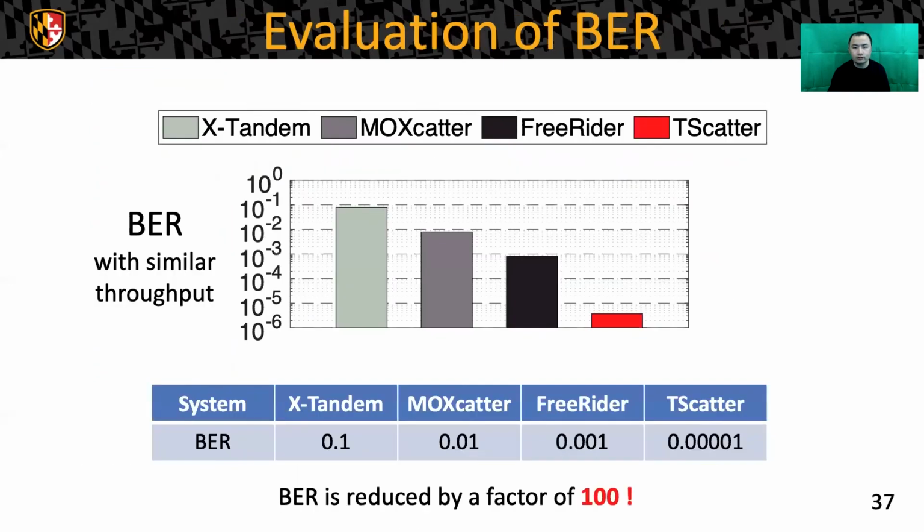First, we evaluate the performance of our design by comparing our system with 3 other state-of-the-art OFDM backscatter systems. The figure shows that under similar throughput, the bit error rate of TScatter is much lower than that of other solutions. Bit error rate is reduced by a factor of 100. This is because our design takes advantage of phase error correction, which can significantly reduce the phase error.